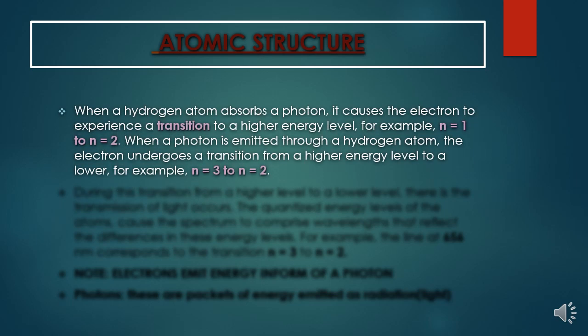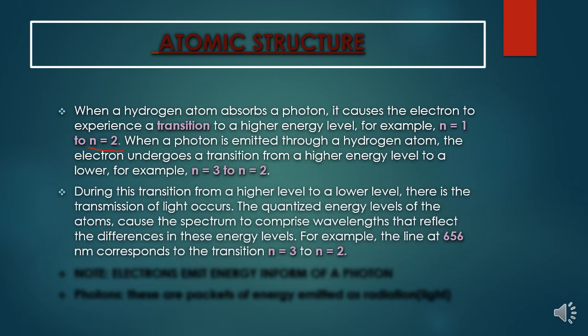We need to know that when a hydrogen atom absorbs a photon, it makes an electron experience a transition to a higher energy level. For example, if an electron is on the first energy level, n is equal to 1, when it absorbs the photon, it is going to become excited and it will transition to the second energy level, which is n is equal to 2. But that doesn't mean that it will only transition to that. It can transition from the first energy level to any energy level that is higher above it.